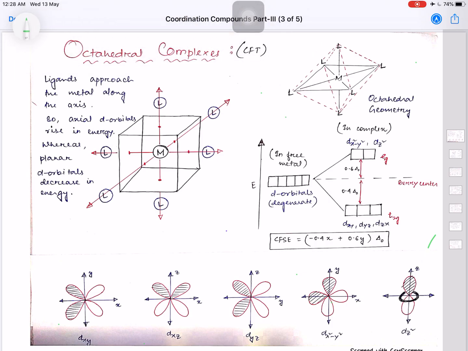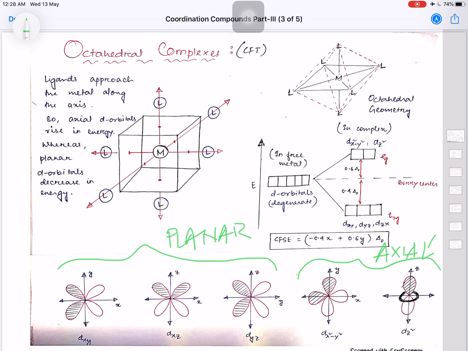Now see, these are the 5 d orbitals, the shapes of the d orbitals that I have drawn here. Out of these 5 we have 3 planar d orbitals and 2 axial d orbitals. You see why these are planar and axial: in the first 3 orbitals the lobes are present in between the x-axis and y-axis, along the planes. So these are present in the planes, and that's why they are called planar d orbitals.